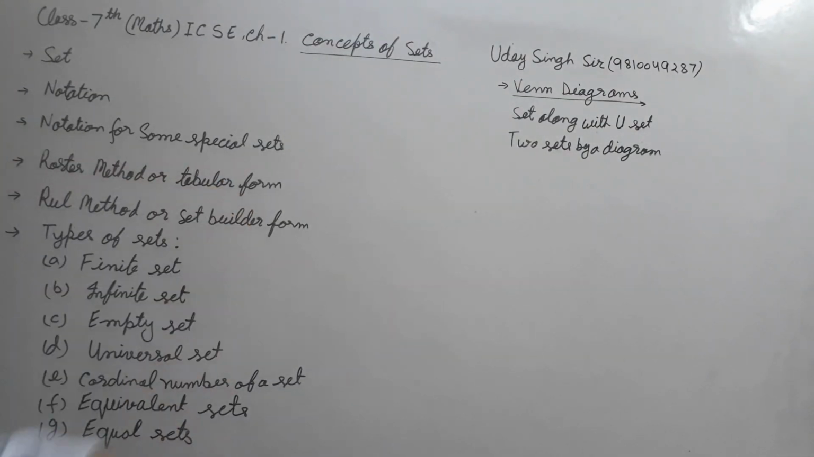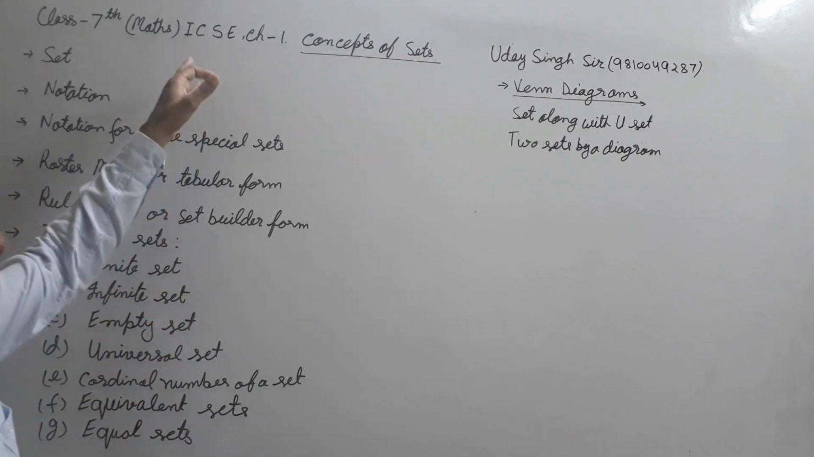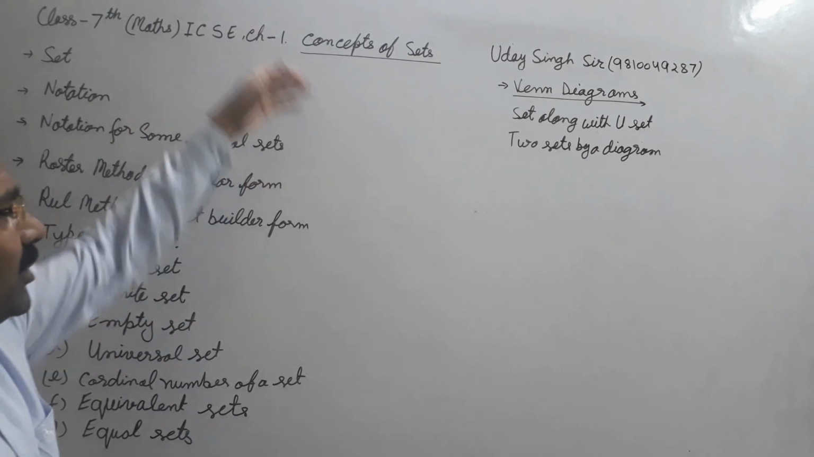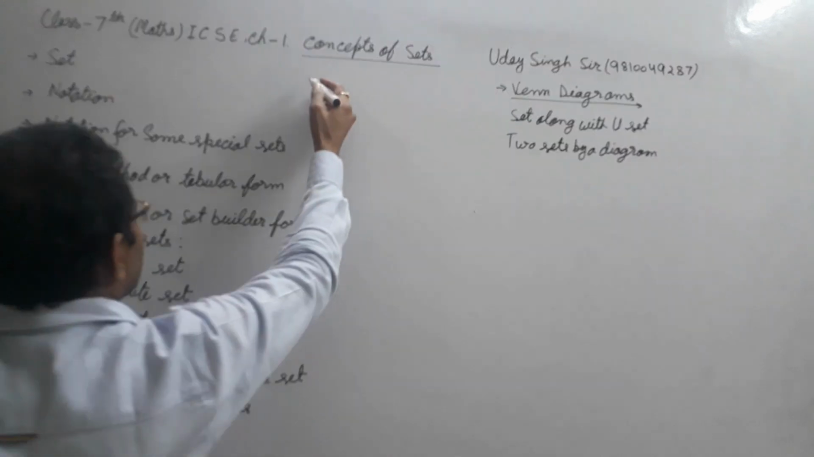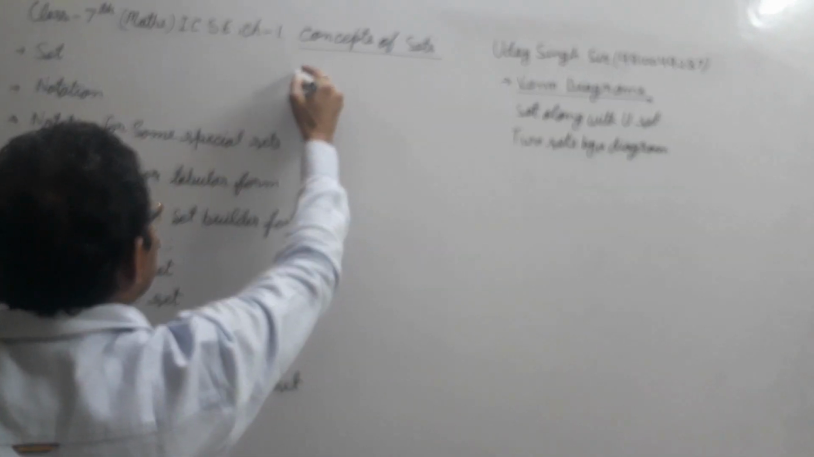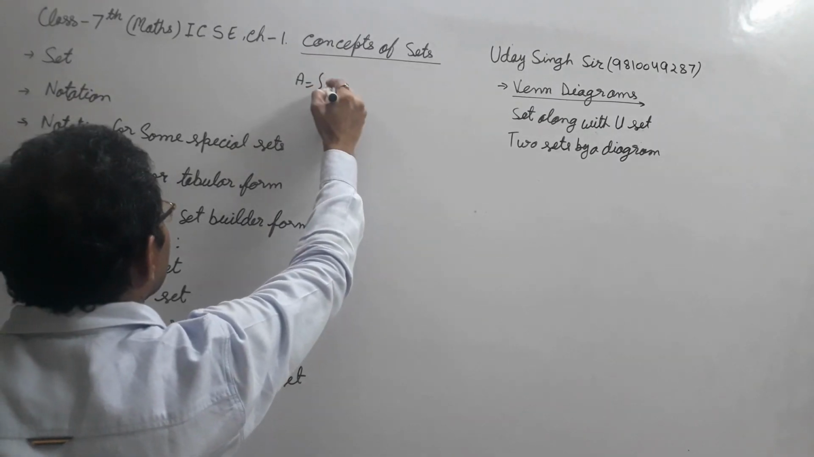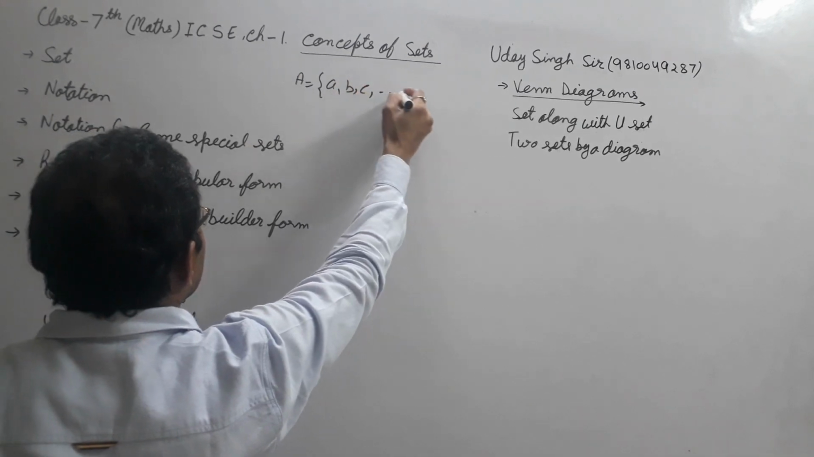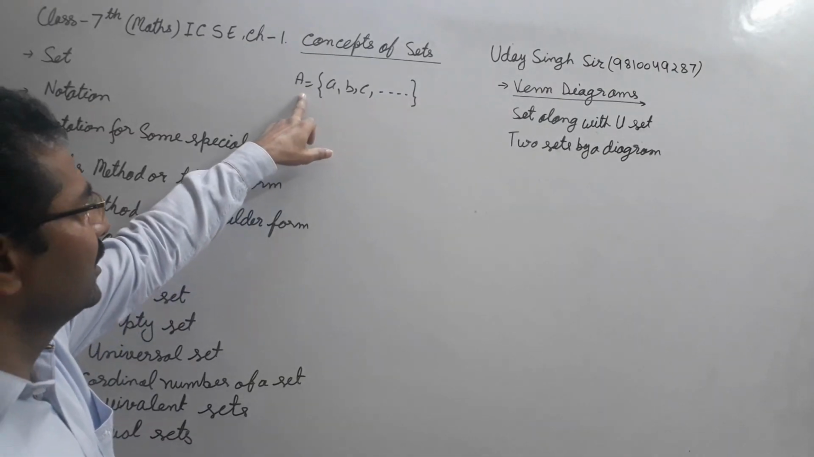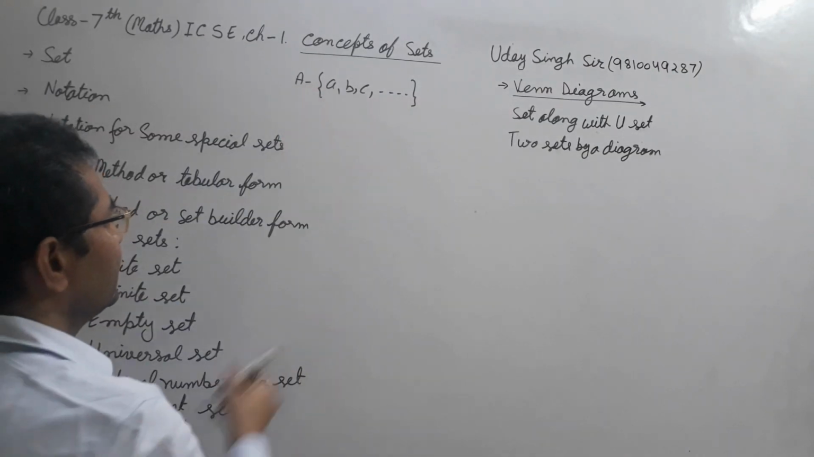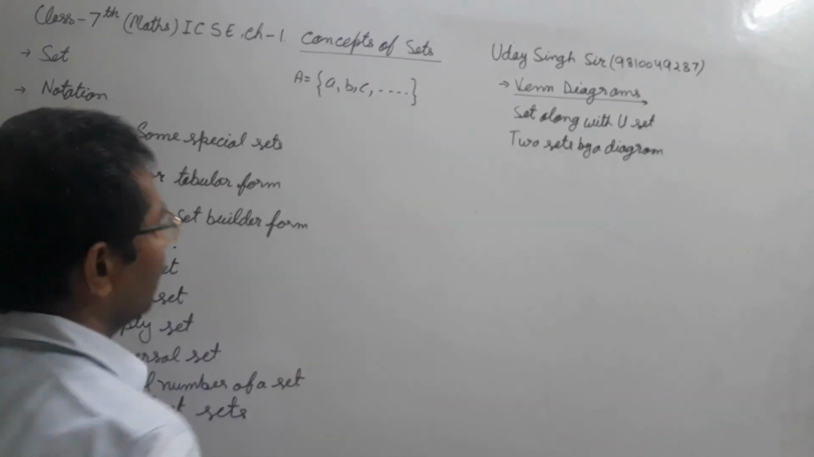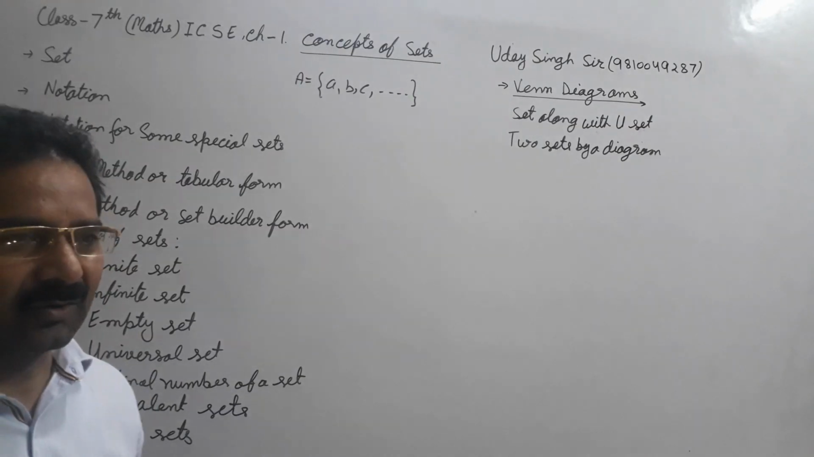Notation for some special sets: as you represent this, again you can write a set A has a, b, c and so on as alphabets, and the outside capital A is denoted by a set, but small a, b, c represent the members of the set or the alphabets.